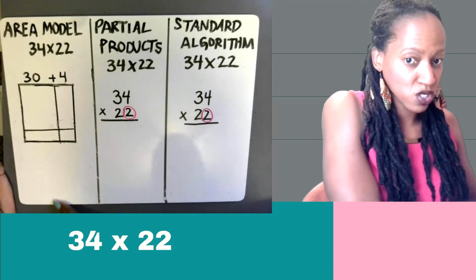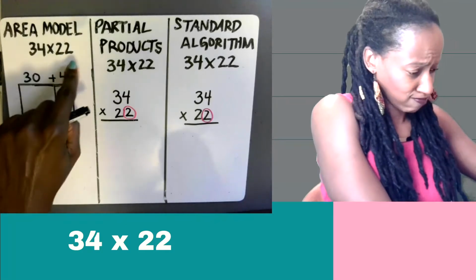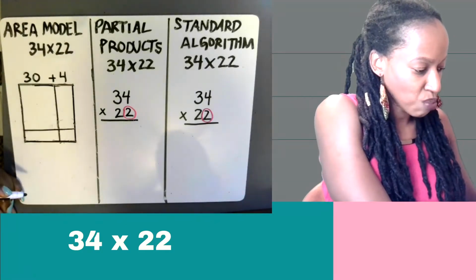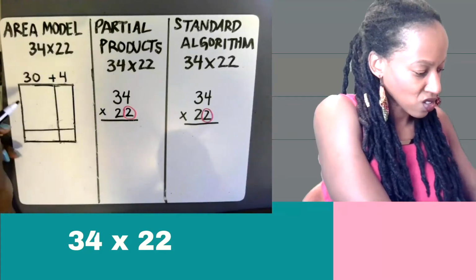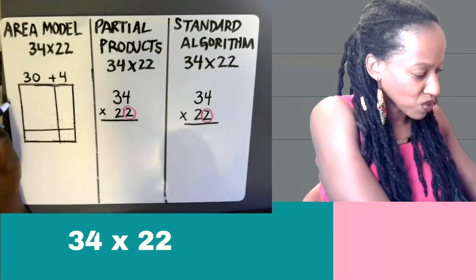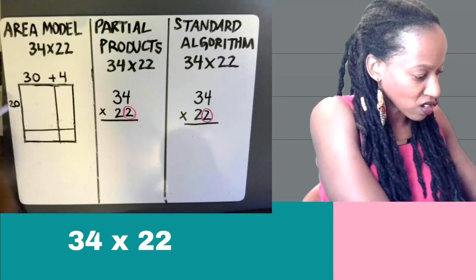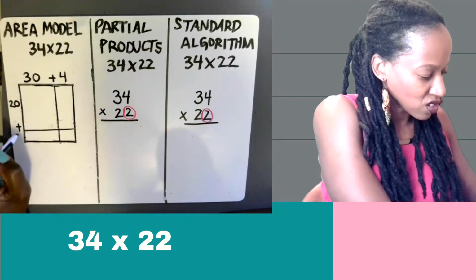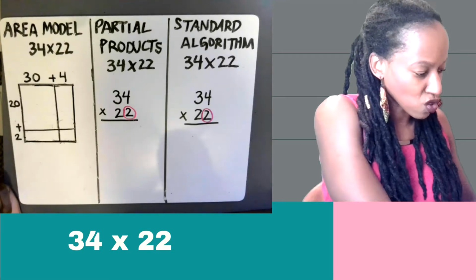Now let's go ahead and move on to the second factor. The second factor I have is 22. So I'm going to decompose my next factor. I have 2 tens. I can represent that in standard form by writing the number 20 plus 2 ones. So I have 2 tens plus 2 ones.